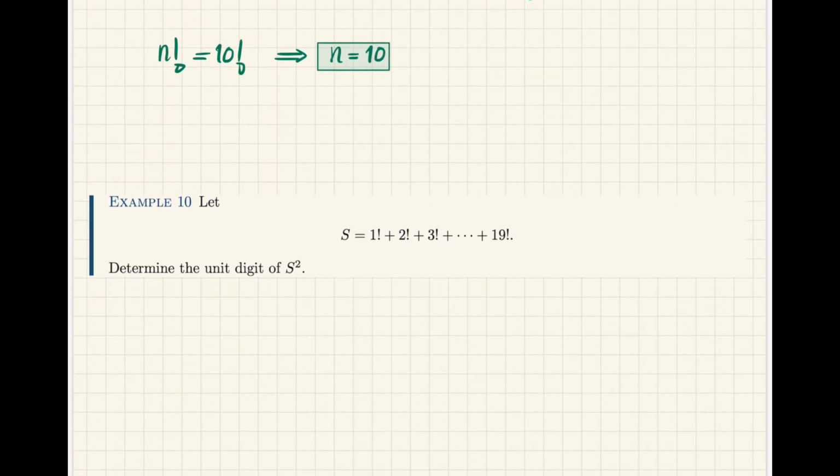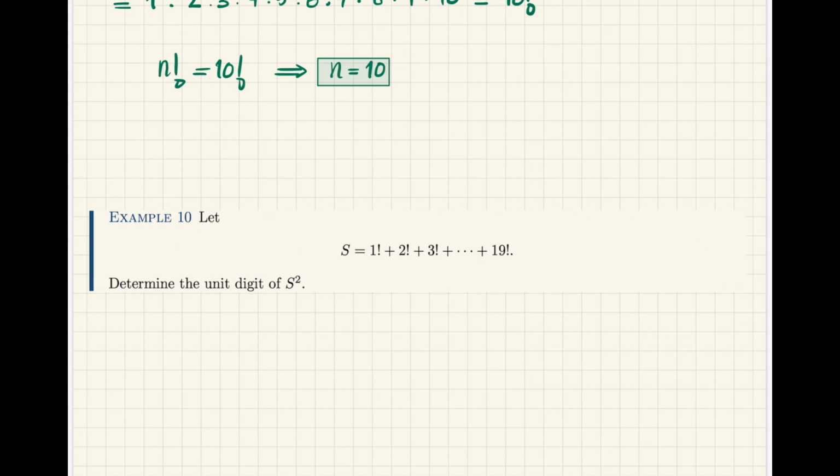Might be the most interesting problem is this one. I have defined S for you as 1 factorial plus 2 factorial plus 3 factorial up to 19 factorial. Of course, that is a huge number. And then I am asking: determine the unit digit of S squared. So it means that I want to raise it to power 2. Of course, it becomes again another huge number. But what I want to determine immediately is the rightmost digit, the unit digit of S squared.